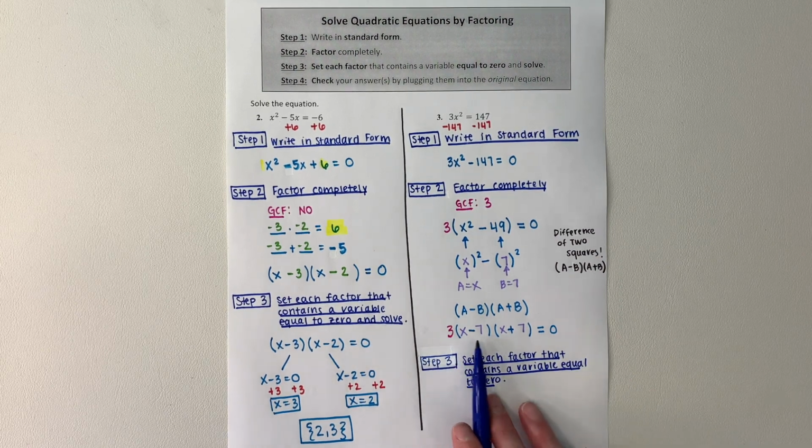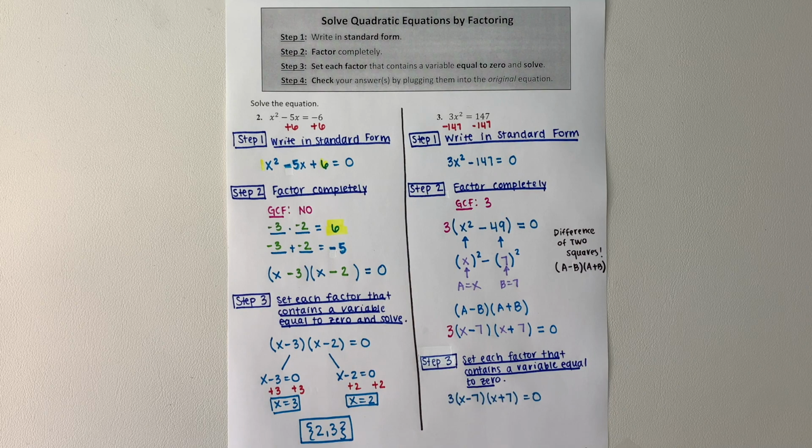To start, I'm going to copy this equation down here. Remember that factors are quantities being multiplied. So this is 3 times this quantity times this quantity. So we have 3 quantities being multiplied here, which means that we have 3 factors. 3 is a factor, x minus 7 is a factor, and x plus 7 is a factor.